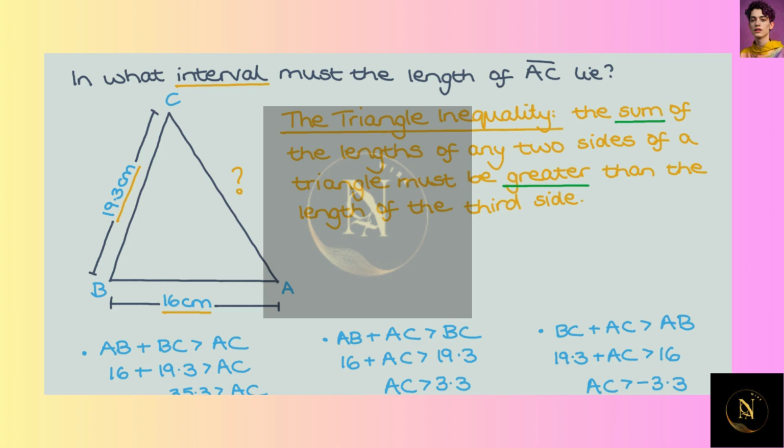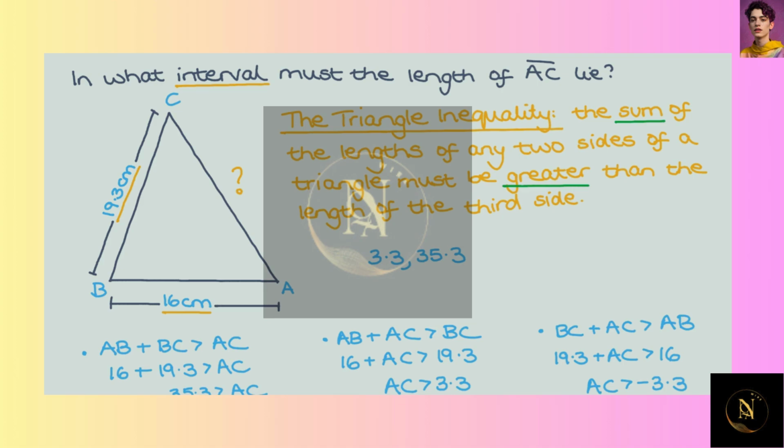So the first two inequalities told us that AC had to be greater than 3.3 and it had to be less than 35.3. The question has asked us for an interval, so we need to give our answer using interval notation. So in interval notation, we list the lower bound of the interval, 3.3, followed by the upper bound of the interval, 35.3. And now we need to consider what type of brackets go around this interval.